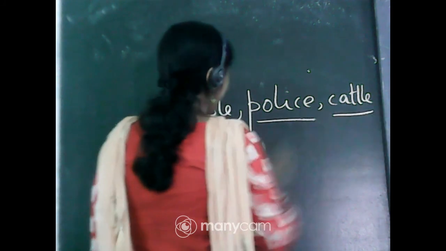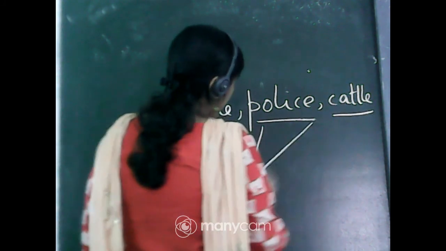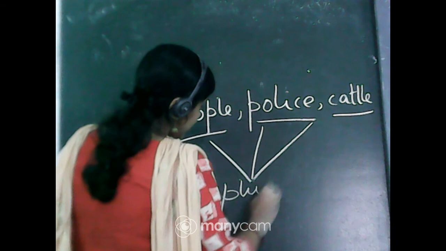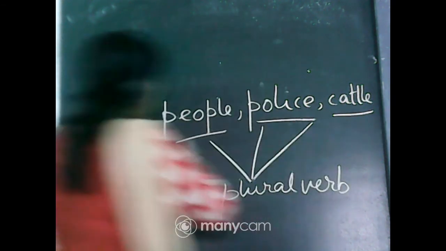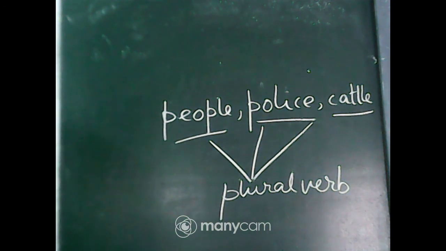Next is people, police, cattle. Remember this. People, police I already told you, and cattle. These three words look like they might take a singular verb, but they always take a plural verb. But if I say a group of people, then obviously it will be singular. Obviously it will be singular if I say a group.